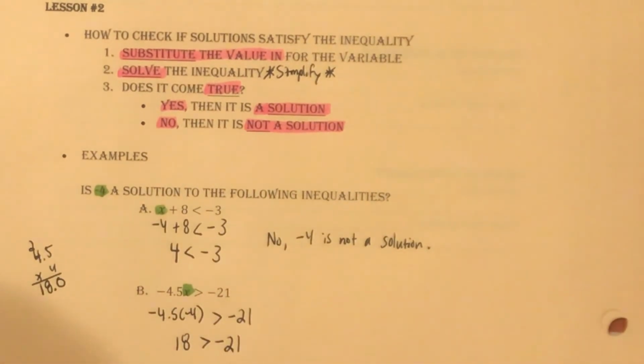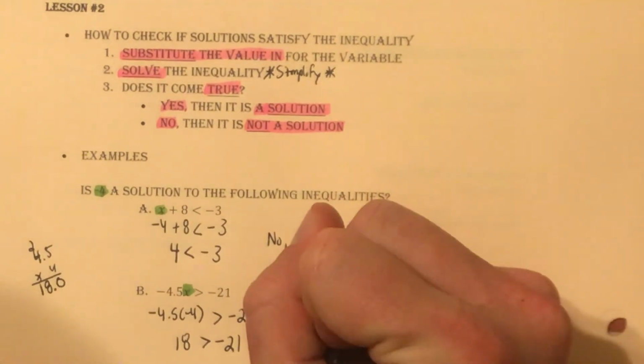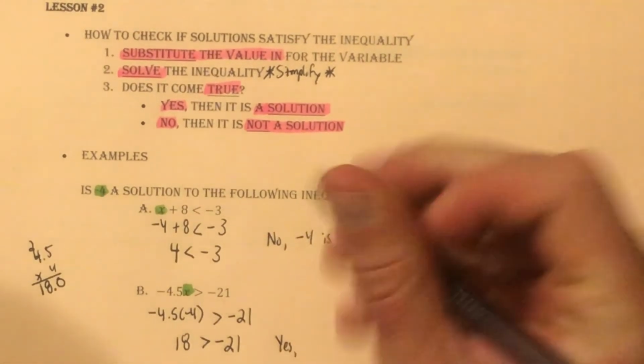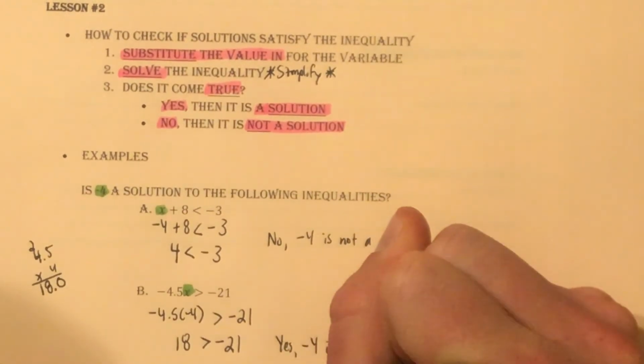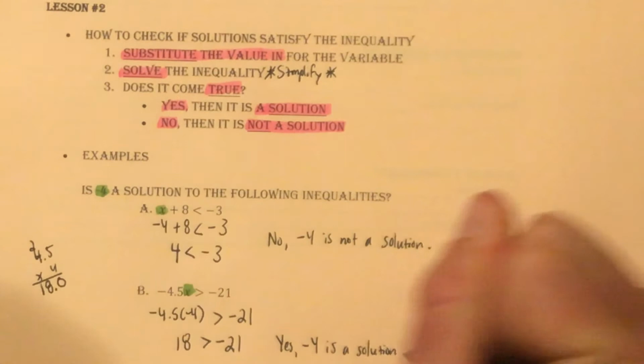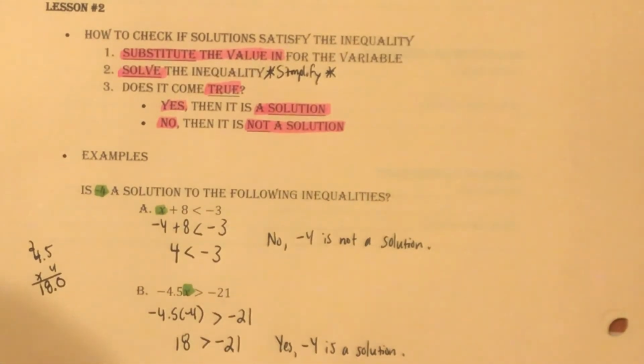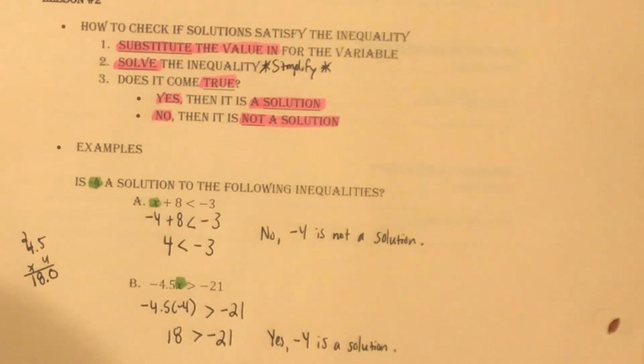I've got a number compared to another number, so I'm simplified down all the way. So last thing I need to check is that true? Is 18 greater than negative 21? Well, yes, any positive number is greater than a negative number. So I would say yes, negative 4 is a solution. Because remember, negative 4 was the initial value that they gave us.